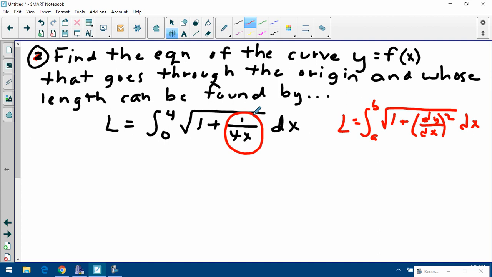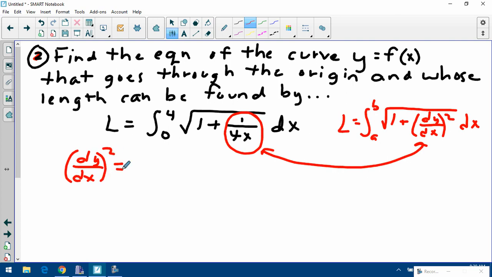What is that thing equal to? Well, 1 over 4x has to be the same as dy over dx squared. So that helps us. We can say dy over dx squared has to equal 1 over 4x.